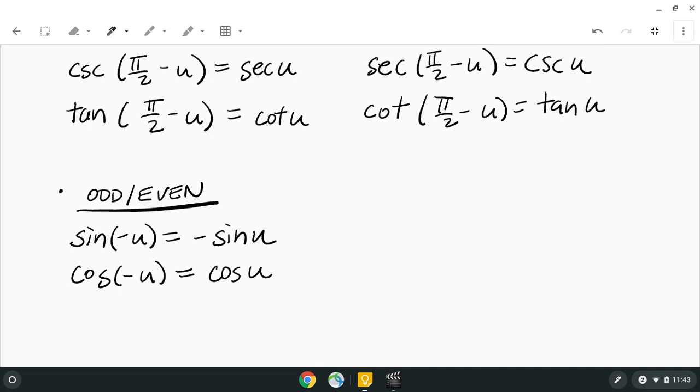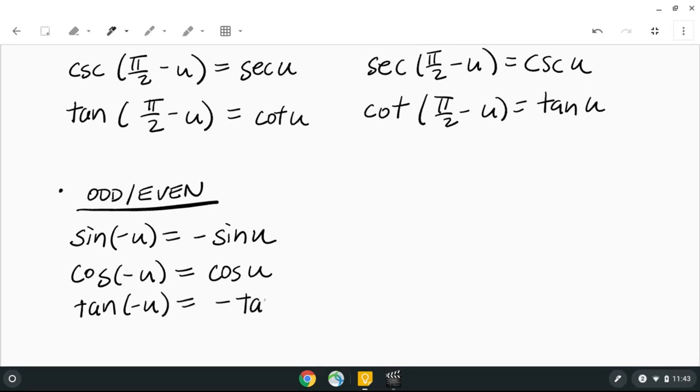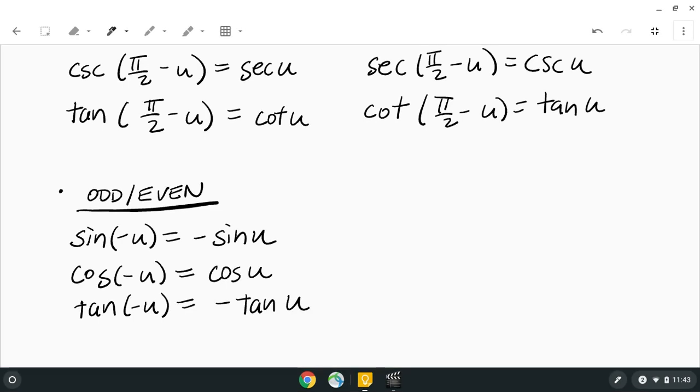Okay, and then tangent. Okay. And then, of course, the same will be true for the cosecant, secant, and cotangent.